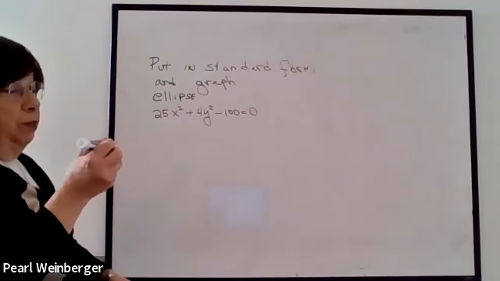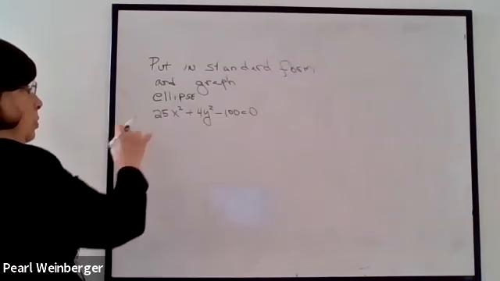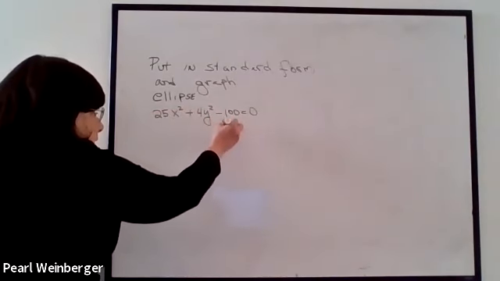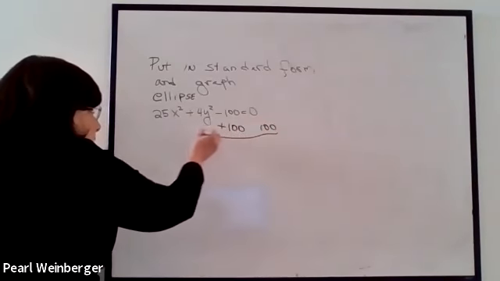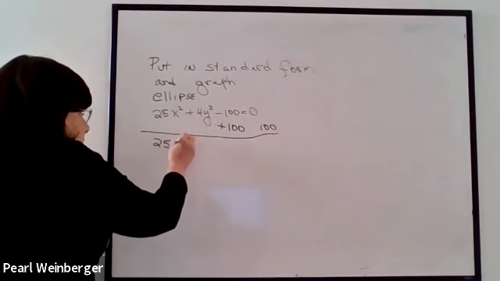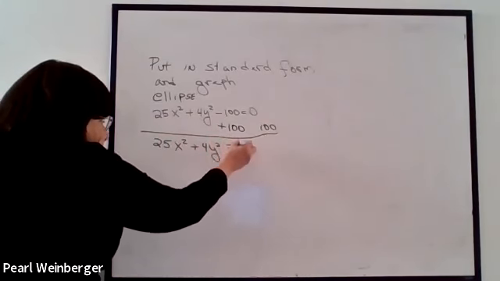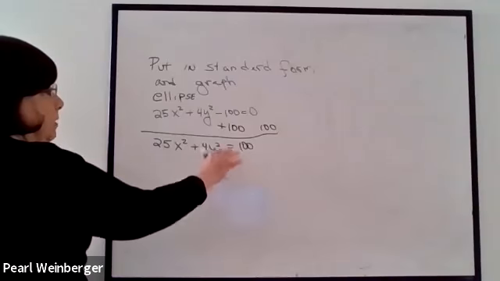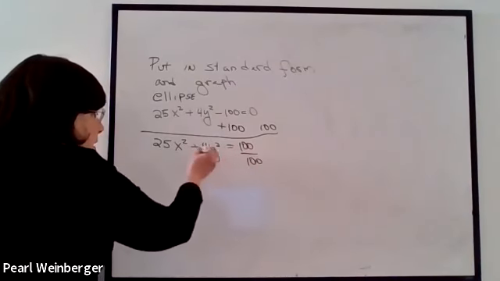The way we put an ellipse in standard form is, first of all, we leave just the 25x squared plus the 4y squared on the left side and bring the 100 to the other side. So we have 25x squared plus 4y squared equals 100. And in standard form, we have to get it equal to 1, so I divide everything by 100.